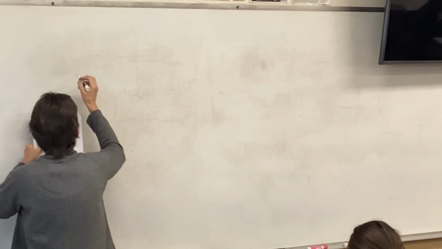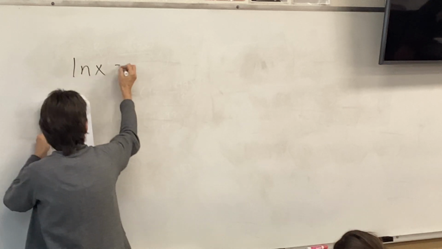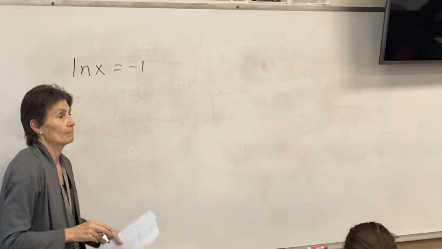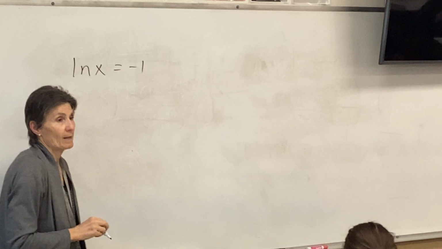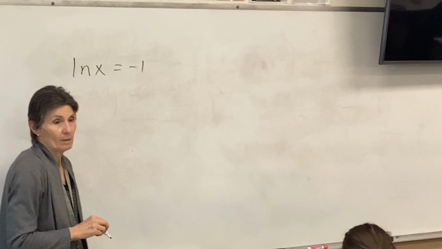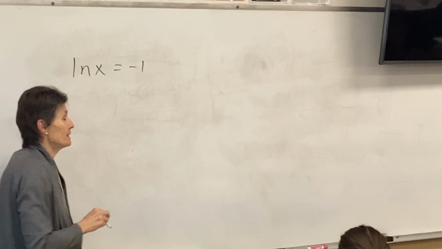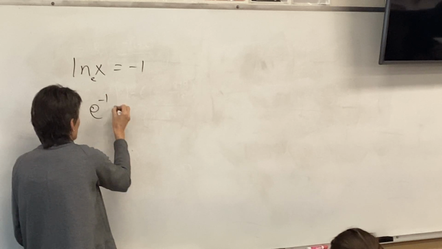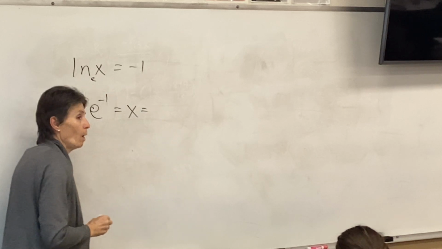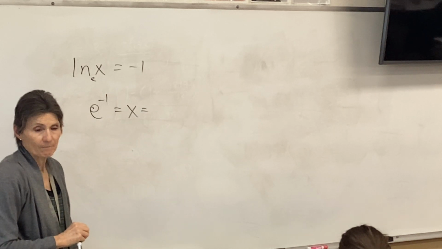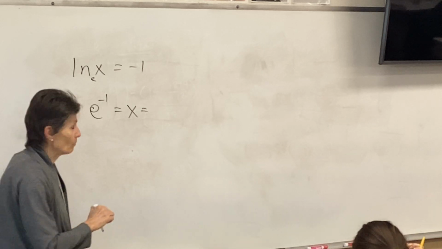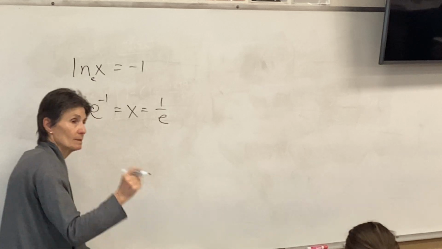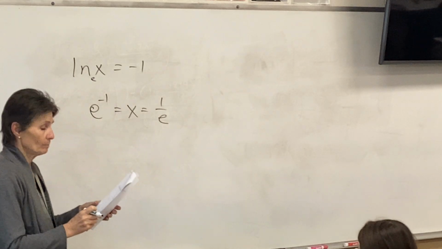So let's get our logarithms back front and center. What are you going to do with a problem like this? Loop-de-loo it. Absolutely, we're going to loop-de-loo it. What's my base? E. There's an E right there. So e to the negative first equals x. What is e to the negative first? 1 over e. That's exactly right. Done. Takes just a second to do.